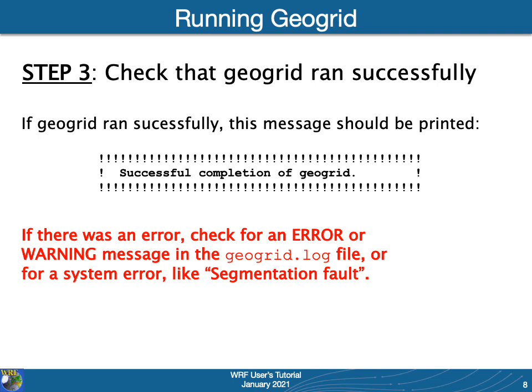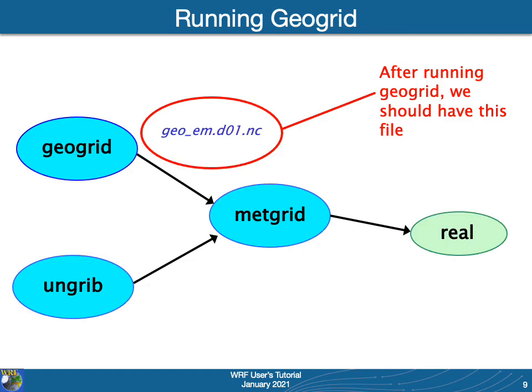In some rare cases, the GeoGrid program may simply crash with a segmentation fault or other system error. In that case, it's still worth checking through the log file to find some clues as to why the GeoGrid program may have failed. After the GeoGrid program finishes running, we should have a NetCDF output file called geo_em.d01.nc. And as with all of the WPS programs, it's worth taking a look at this file using, for example, NCView, to verify that the contents of the file look reasonable.